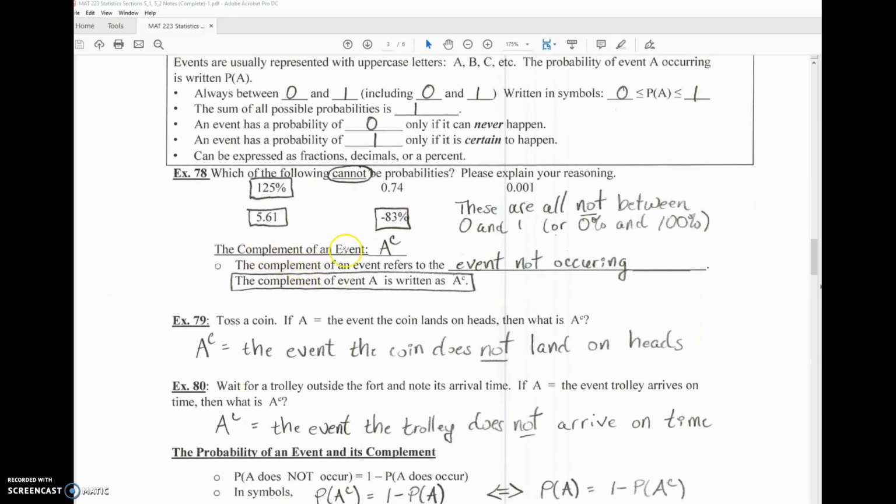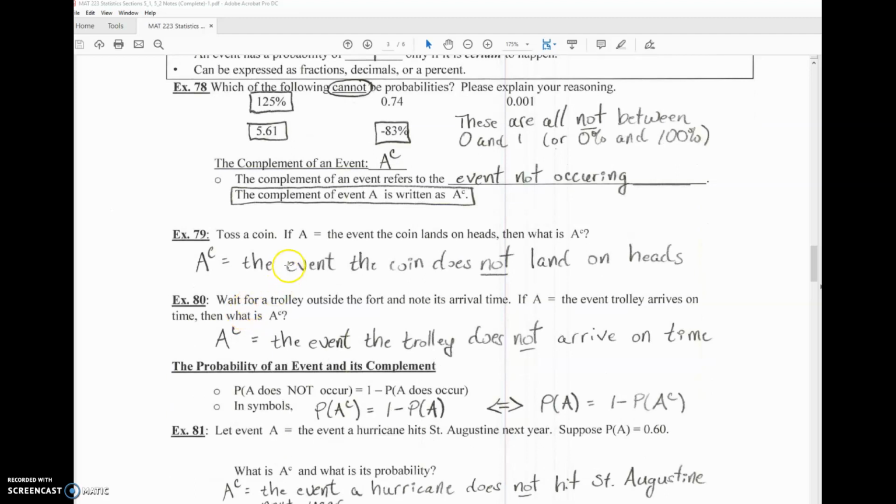All right, the complement of an event is written as A with a superscript C, so A complement. It refers to the event not occurring. Example 79, let's toss a coin. If A is the event the coin lands on heads, then what is A complement? A complement is the event the coin does not land on heads.